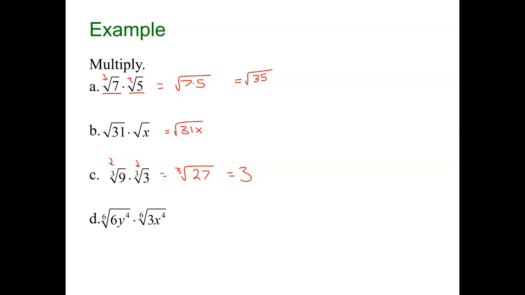Alright? 6th root. So since the indexes match, I'm going to have 6y to the 4th times 3x to the 4th. 18, x to the 4th, and y to the 4th. Okay, so we're just multiplying those radicands together, simplifying when we can. I can't do the 6th root of 18 or x to the 4th or y to the 4th. So those are as they are.